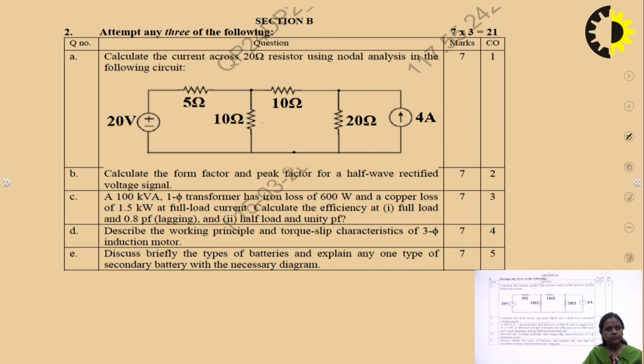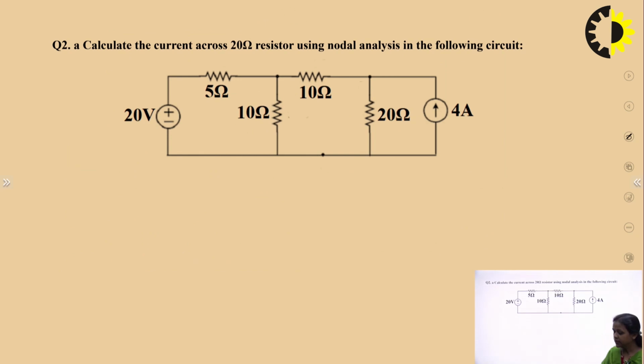So let's take the first question. In this question you have to calculate the current across the 20 ohm resistor using nodal analysis. Now what is the first step of nodal analysis? The first step is to find out the number of junction points. There is a difference between node and junction point. Node means where 2 or more than 2 branches meet, but the junction point is where 3 or more than 3 branches meet. So in this circuit we have to identify the junction points, where 3 or more than 3 branches meet.